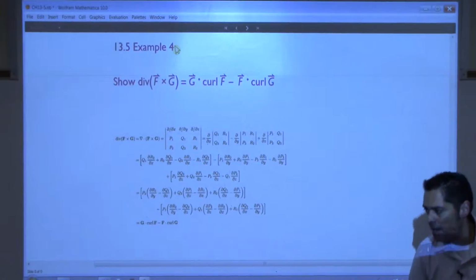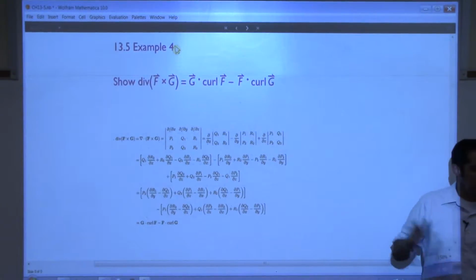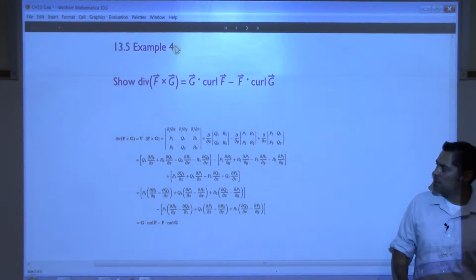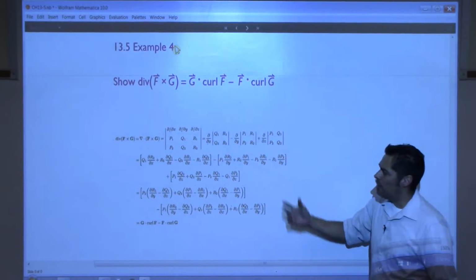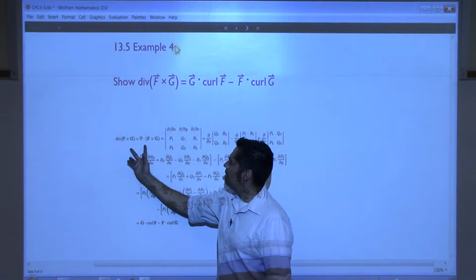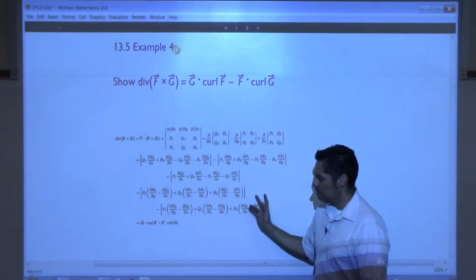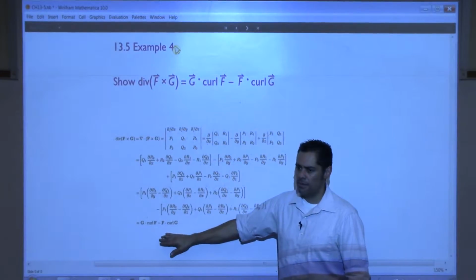Do you remember in pre-cal when you had to show an identity, like you started with one side and turned it into the other side? That's what you would do with this. And this is in your notes. You can follow this. They started with the left side, and they turned this into the right side. All right?